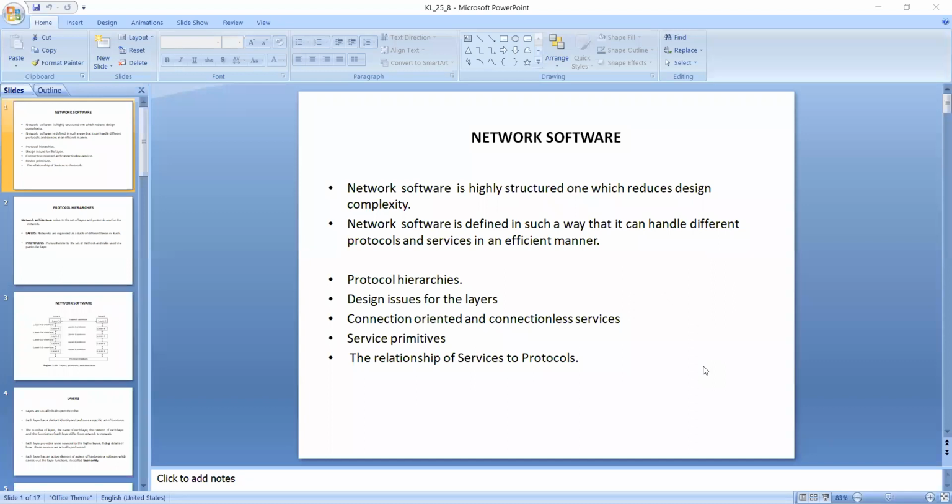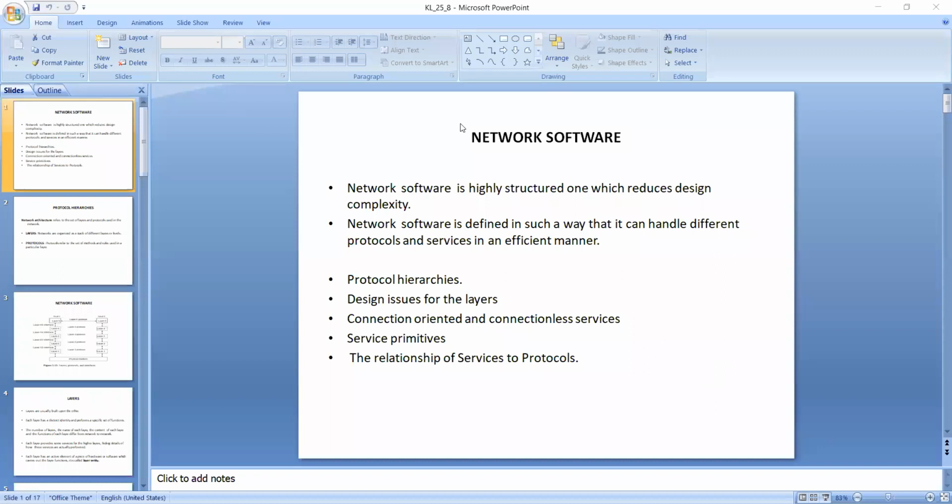And coming to the classification of interconnected processes by scale, the network is classified into personal area network, local area network, metropolitan area network, wide area network, and finally internet. In last class, I explained all those things. In today's class, we will go to network software.